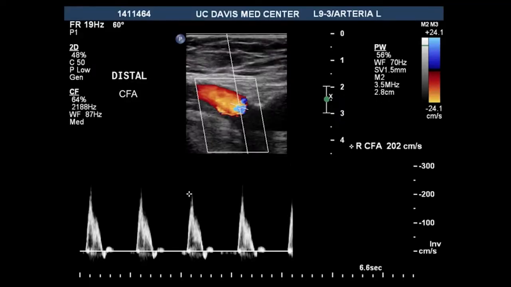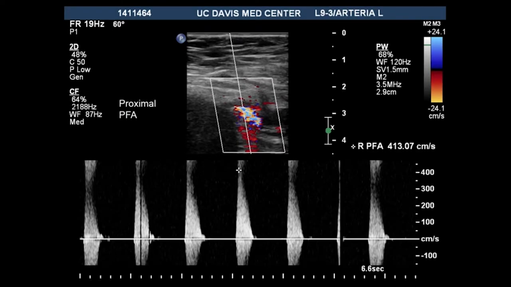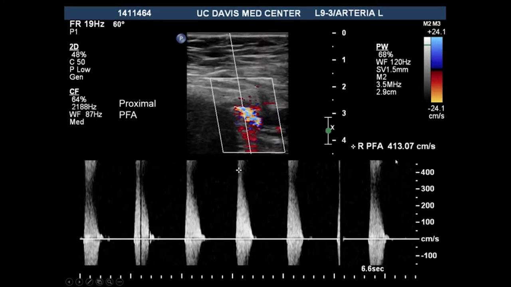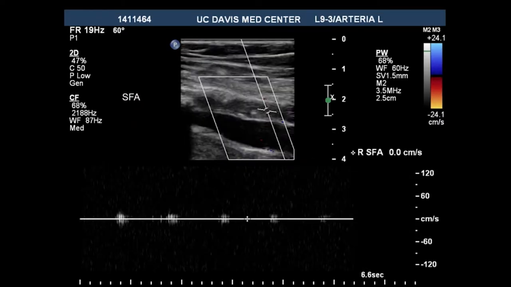So this is just an example of a duplex scan of a relatively normal common femoral artery. The B-mode image shows a relatively widely open artery. There is a triphasic waveform in the common femoral artery. Just distal to that is the deep femoral artery. You can see the peak systolic velocity in the common femoral artery was 200 centimeters per second. In the deep femoral artery, it's 414 centimeters per second, or a doubling in the peak systolic velocity, suggesting there is a stenosis in that proximal deep femoral artery. And just as a further example, in that same patient, there's no flow detected in the superficial femoral artery. So not an uncommon pattern for a patient with diabetes.